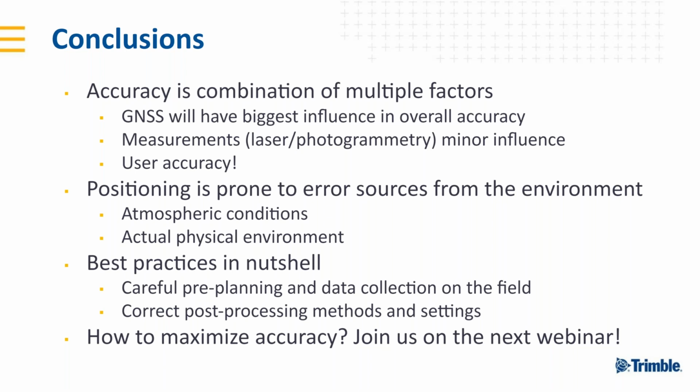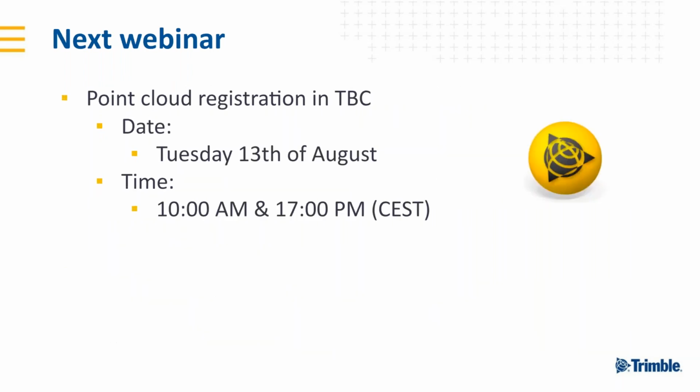And of course, now we only talk about the raw accuracy coming out of the system. In the next webinar, we will actually talk about how you can maximize the accuracy. So if you have too big an offset compared to what you want to have, in the next webinar we will tell how you can do some adjustment of the data through registration. The title is again point cloud registration in TBC.